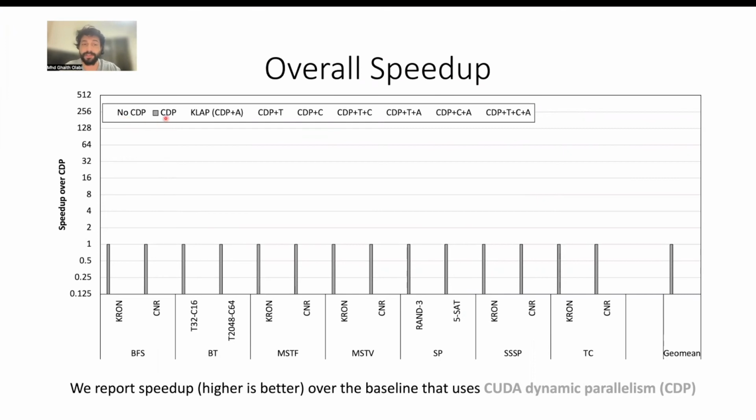CDP is CUDA dynamic parallelism by itself, CDP plus A is CUDA dynamic parallelism and aggregation on top of it, T is for thresholding, and C for coarsening. So in this case, CDP plus T plus C plus A means that we are taking the CDP baseline version, and then we apply thresholding on top of it, and then we apply coarsening, and then we apply aggregation.